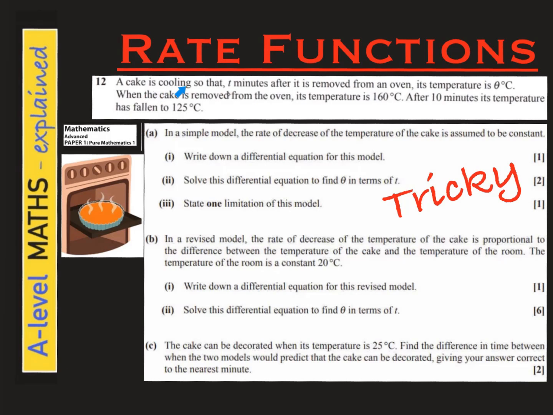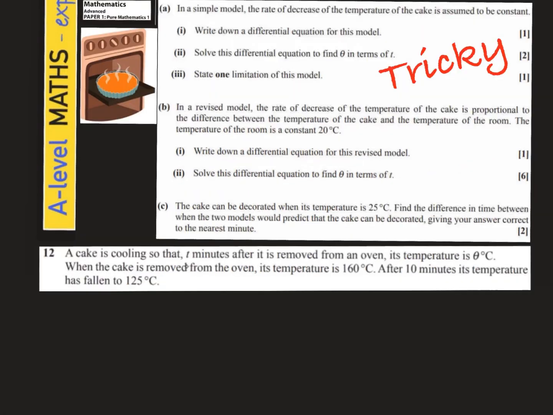Our cake is cooling, so that 10 minutes after it is removed from an oven, its temperature is theta Celsius. When the cake is removed from the oven, its temperature is 160 Celsius. After 10 minutes, its temperature has fallen to 125 Celsius. To understand this problem, I just want to concentrate on this sentence over here, where we're told that the cake is removed from the oven and its temperature is 160, and after 10 minutes its temperature has fallen.